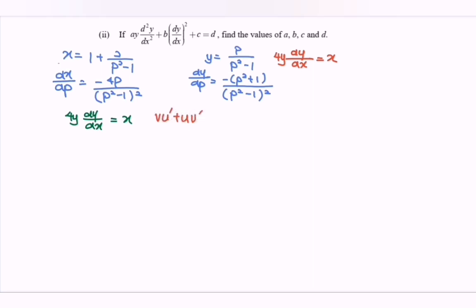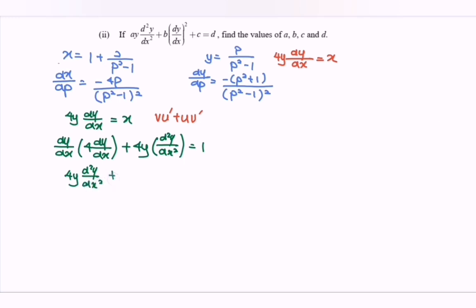So let's begin. We have dy/dx. Differentiate the 4y and we will have 4 dy/dx. Plus we have 4y. Differentiate the dy/dx and we have the second derivative. Then differentiate the x and we will have 1. Rewrite the situation. We have 4y multiplied with the second derivative, plus 4 times the first derivative squared, minus 1 equals 0. Notice that we have already shown the situation given.